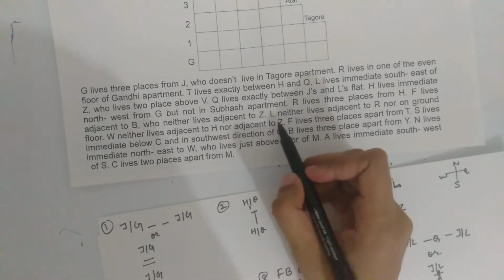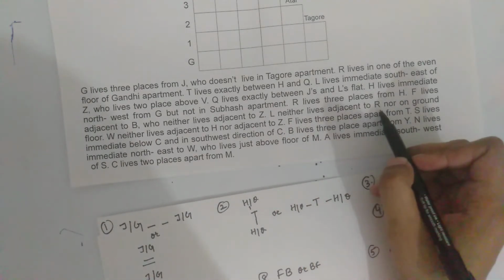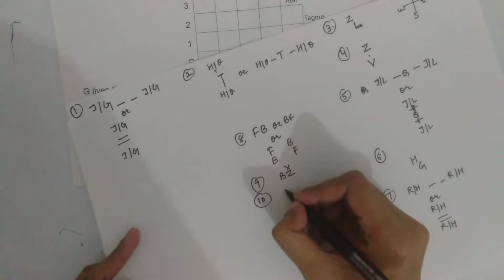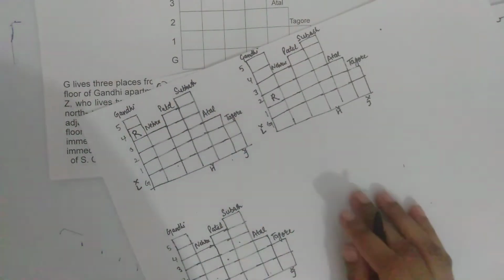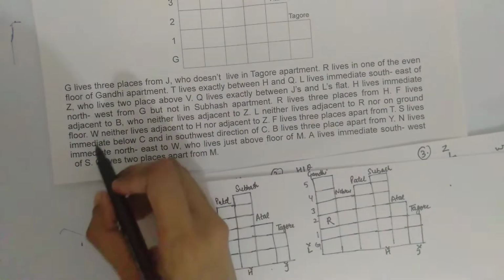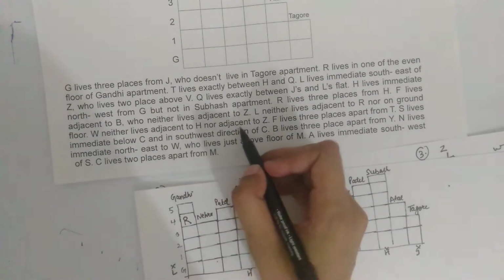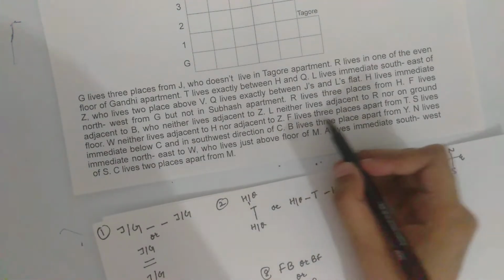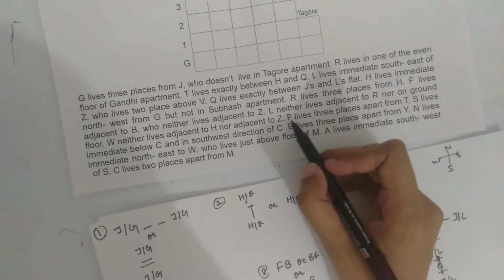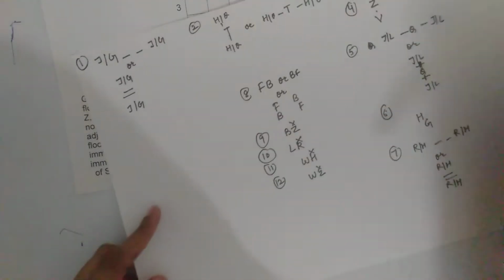Now see the next instruction. L neither lives adjacent to R nor on the ground floor. Now L is not a neighbor of R. Also L can't live on the ground floor. Fine. Now see the next instruction. W neither lives adjacent to H nor adjacent to Z. It means W is not a neighbor of H and not a neighbor of Z. F lives 3 places apart from T. It means F and T will have 2 places between them.